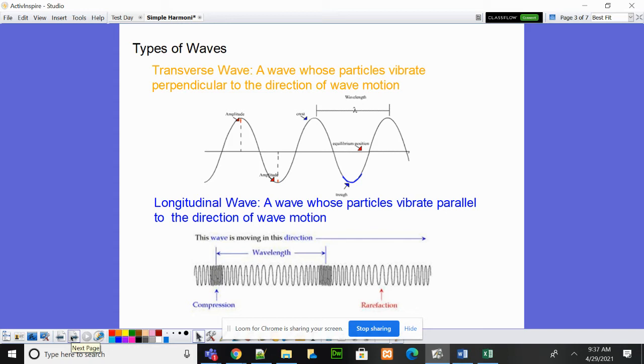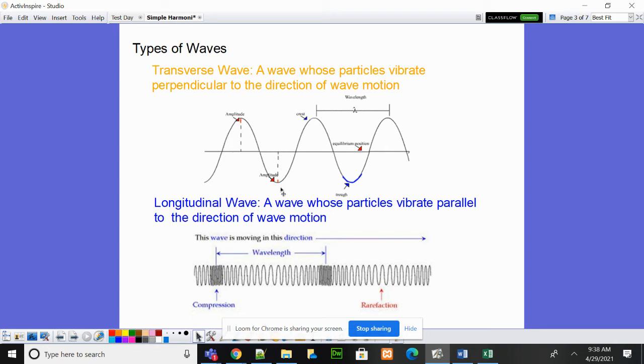So there's two different types of waves. The first is a transverse wave. This is a wave whose particles vibrate perpendicular to the direction of the motion, okay? So the wave is traveling this way. Think of it kind of like an ocean wave. It's going in towards the shore here, or the shore over on this side, okay? But the particles are actually going up and down, okay?